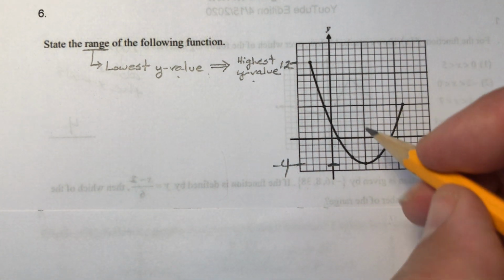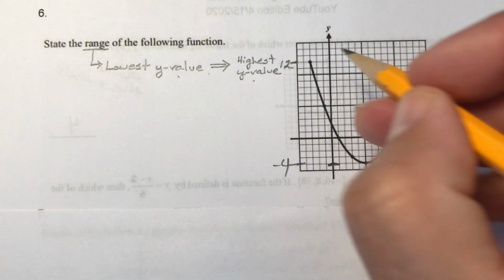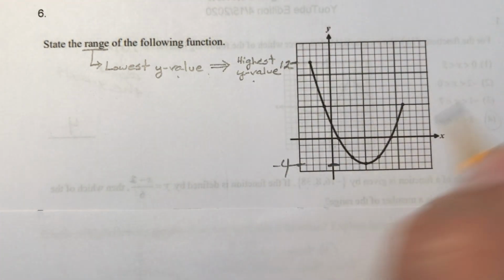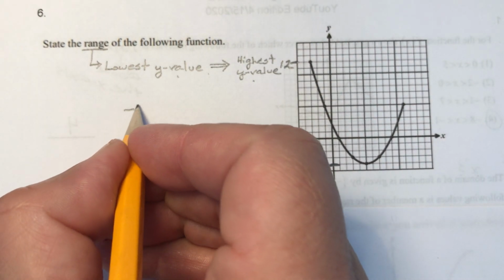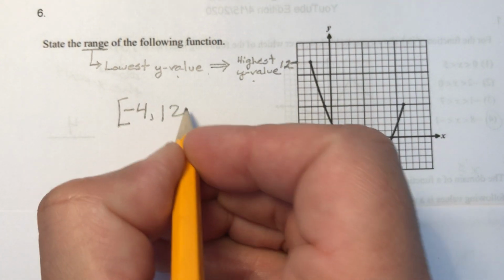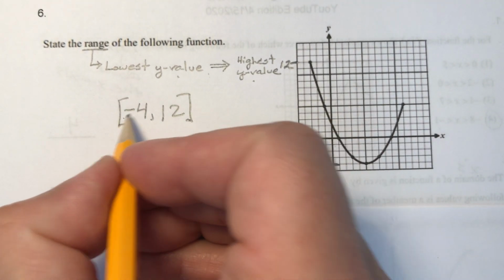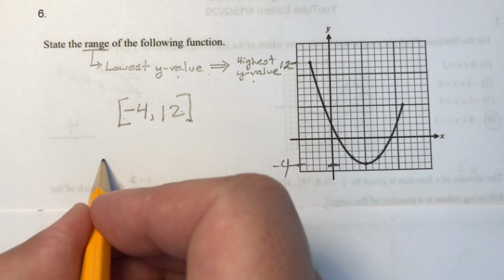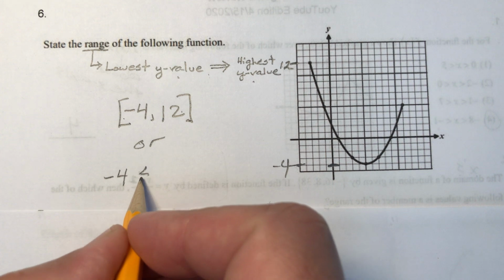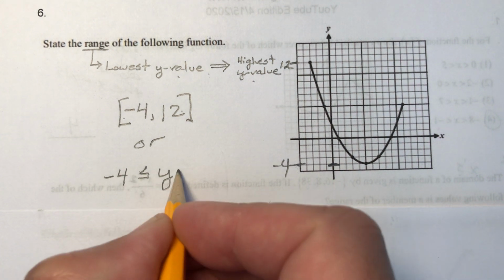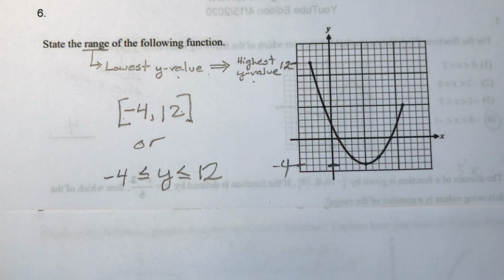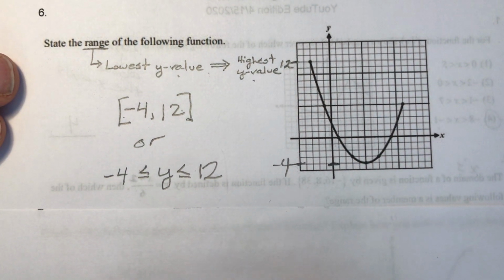Now, I don't notice any open circles or anything, so that means negative 4 is included and positive 12 is included. So you got a couple options. Option 1, negative 4 to 12, both included. Some kids are going to want to use negative 4, and make sure you use y though, to 12. Both of these get the same job done, okay? And I think we have to know both of them.